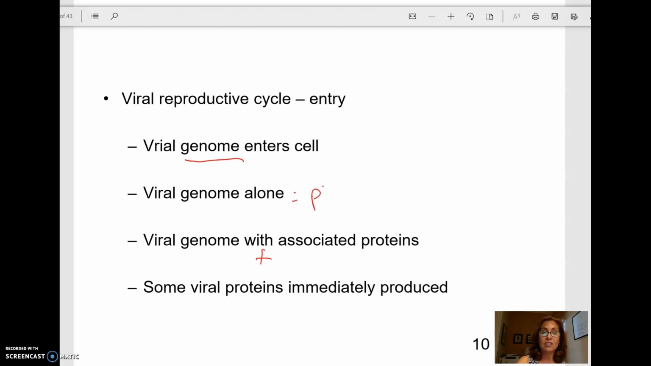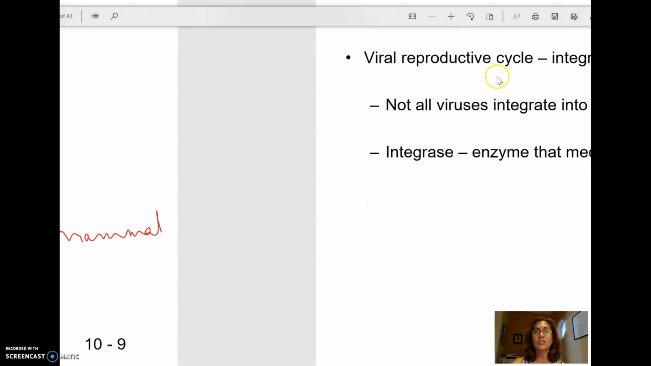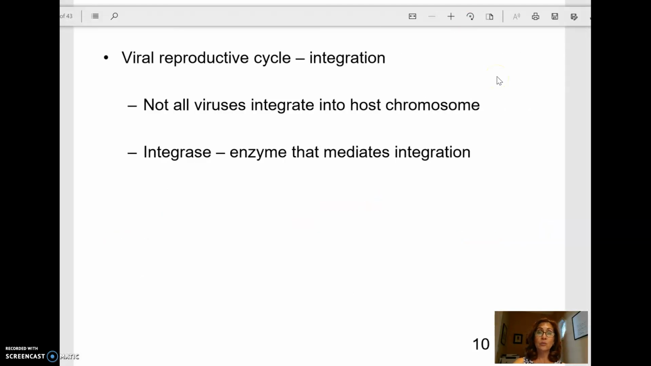This is more phage. And this is more mammal, and so forth. Some viral proteins are made immediately. They're synthesized immediately. And that's where you start getting new things happening in the cell. That can kick off integration of the viral genome into the host genome.